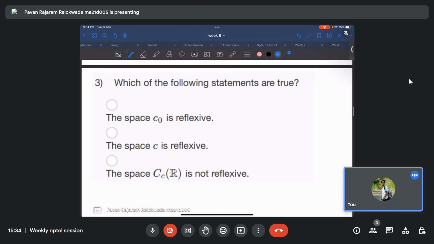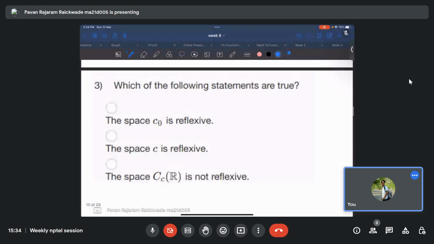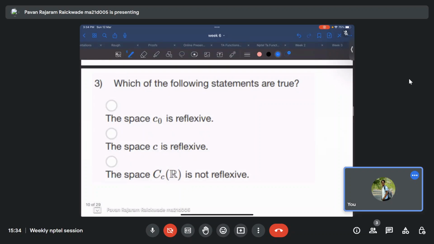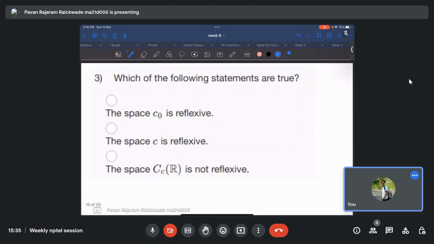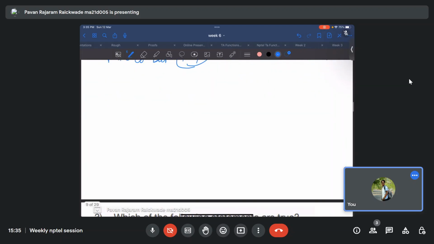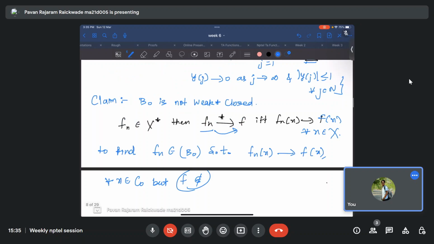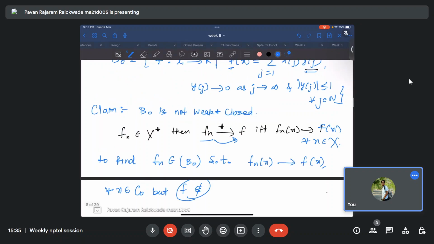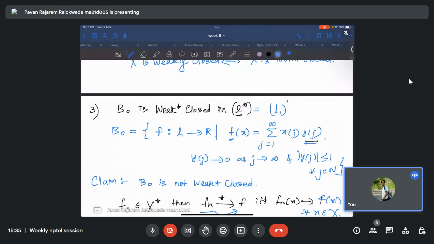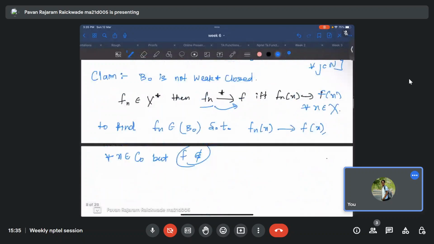So question number three. Which of the following statements are true? One, the space C naught is reflexive. So is it so? What is C naught dual? It's L1. Oh, sorry, I said here C naught dual is L infinity. Actually, it's not. C naught dual is L1.